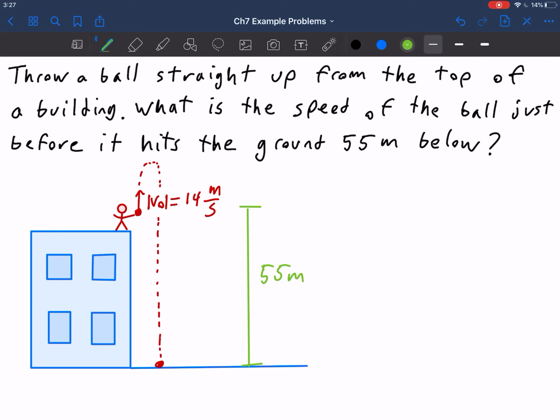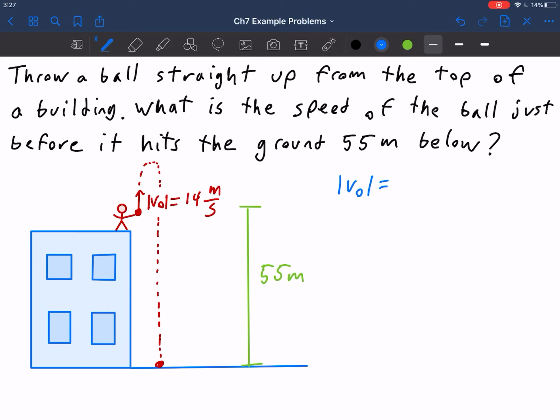So let's go ahead and read the problem. Throw a ball straight up from the top of a building. What is the speed of the ball just before it hits the ground 55 meters below? Okay, so this is a classic type problem that we can figure out using multiple concepts in physics. Let's first do what we always do and define a coordinate system and write down our knowns.